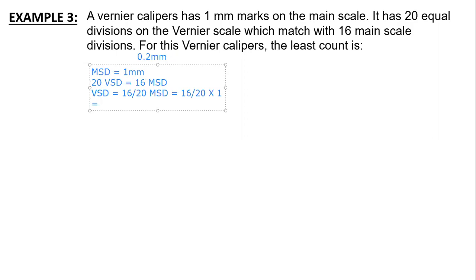The 16 by 20 is 0.8. And then least count is equal to MSD minus VSD, which will be equal to 1 minus 0.8, which is equal to 0.2 millimeter. Chalo, great. Thank you.